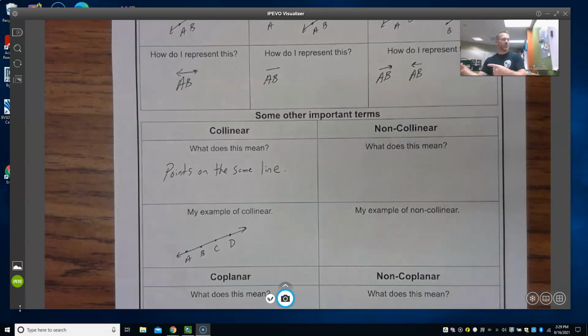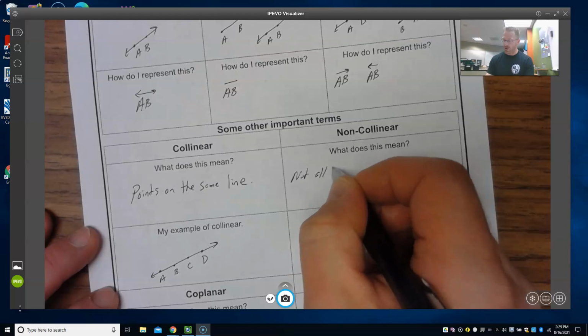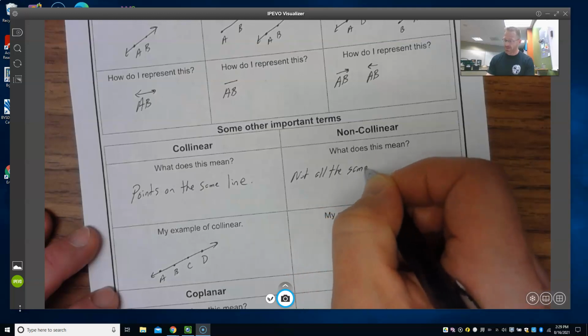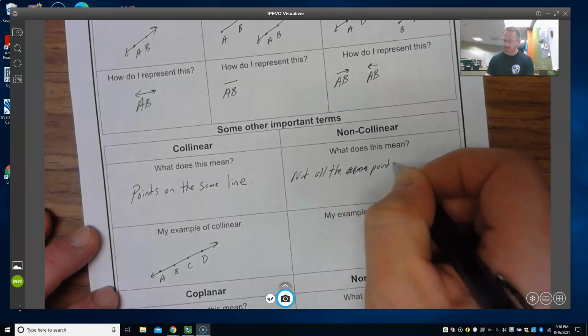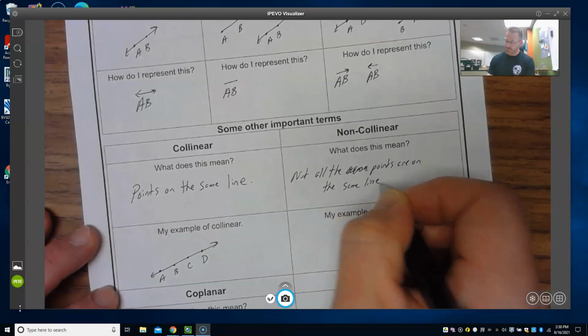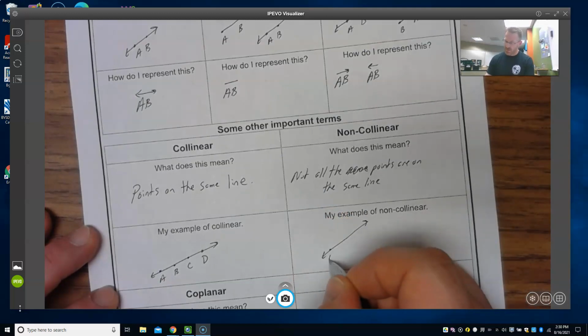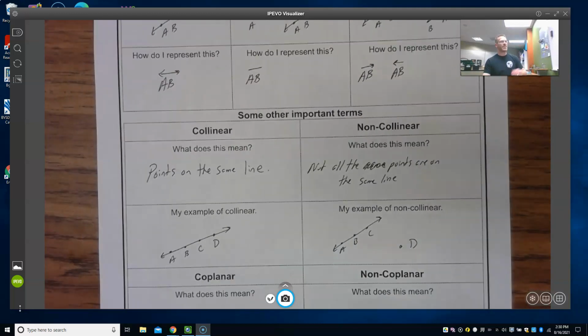So non-collinear then means not all the points are on the same line. Now if I just draw this picture, we have A, B, C, but then D is way over here. So A, B, and C are collinear. They're all on the same line, but A, B, C, and D are non-collinear. A, B, and D, non-collinear. B, C, and D, non-collinear.